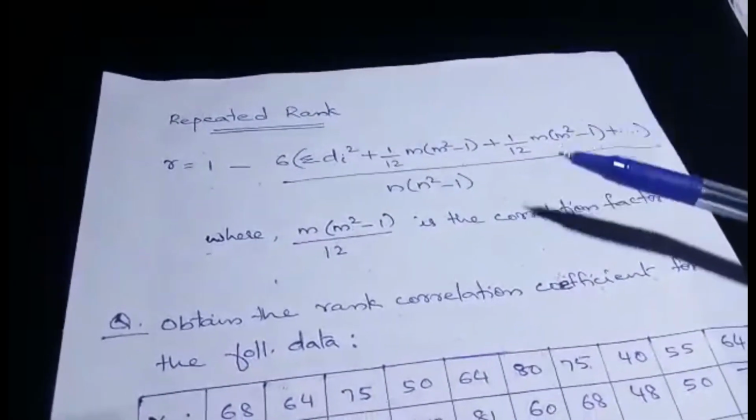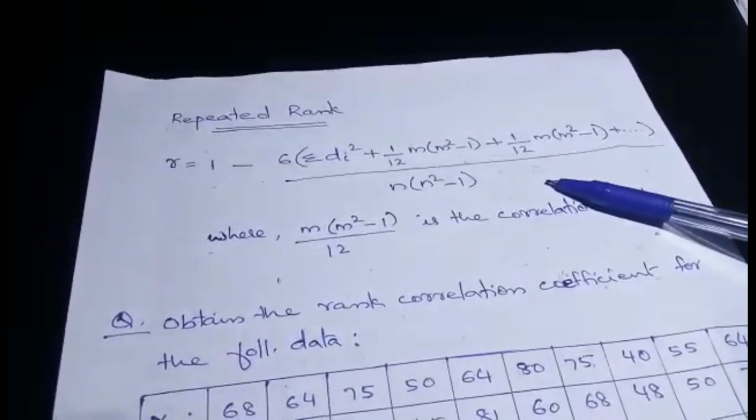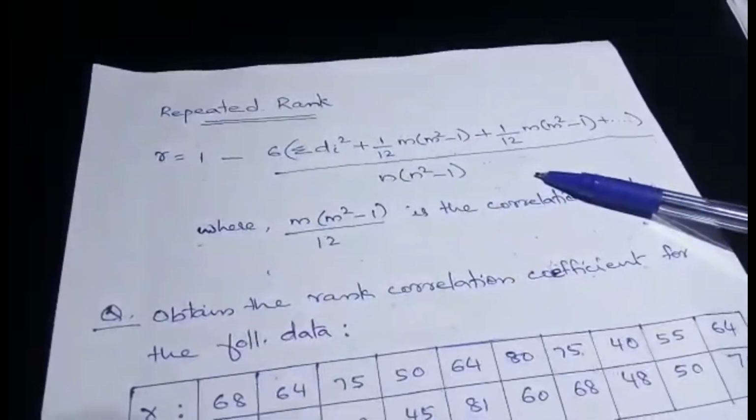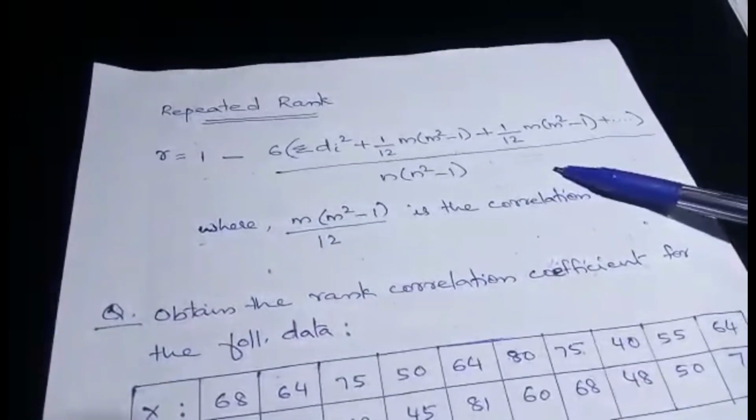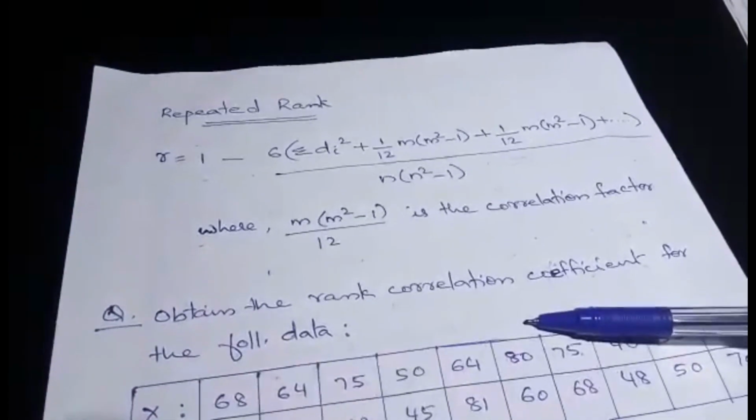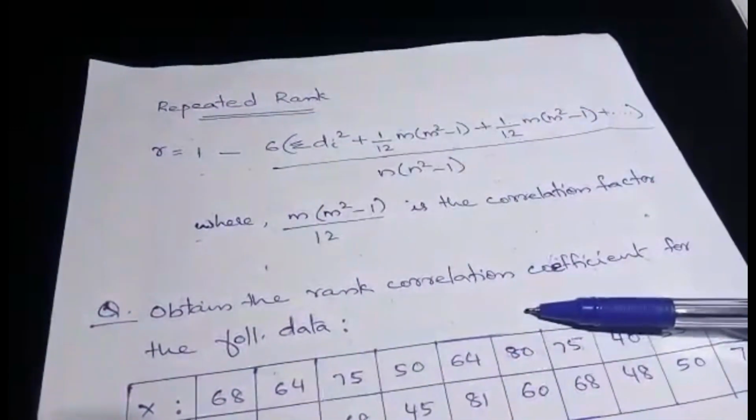Now we'll see how to proceed if the rank is repeating. If two or more persons have the same rank, how is it to be solved? So that is repeated rank.